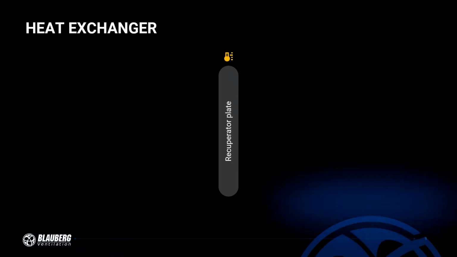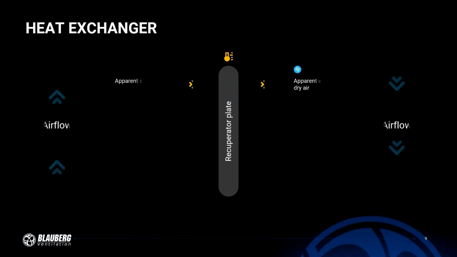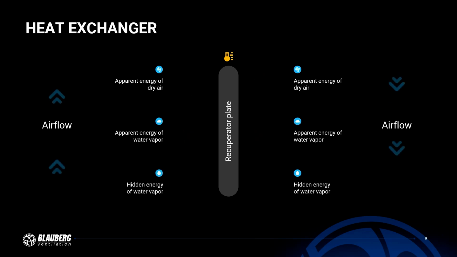Depending on the plate material, there are HRV recuperators with polystyrene plates and ERV, or enthalpy recuperators with polymer membrane plates. The membrane allows for moisture transfer, balancing the humidity levels entering from the environment.